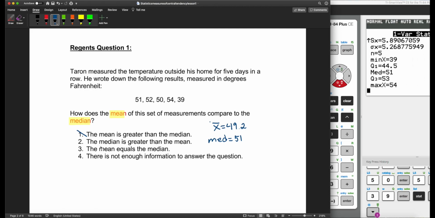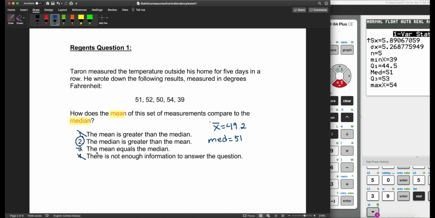Number 2, the median is greater than the mean. Is 51 greater than 49.2? Absolutely, that's our answer right there. Now just to check the rest of them to make sure we got the best answer, it says the mean equals the median. Well, we know 49.2 does not equal 51. You get rid of it. And then it says there is not enough information to answer the question. That is also not true.